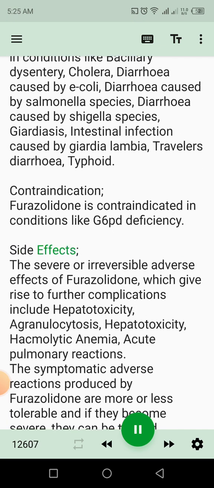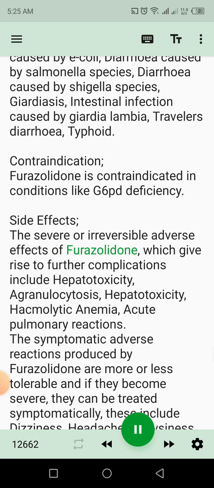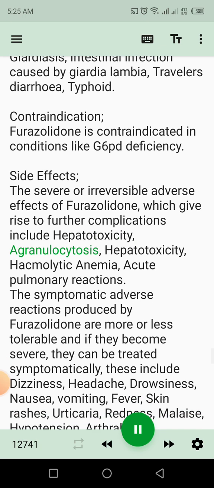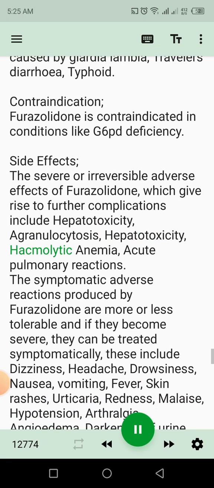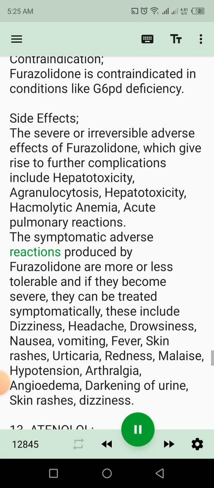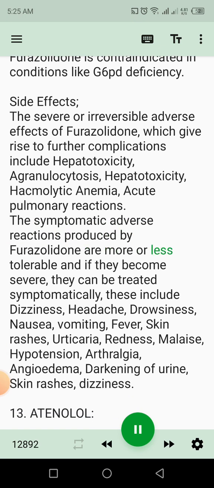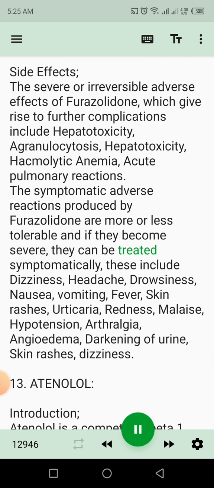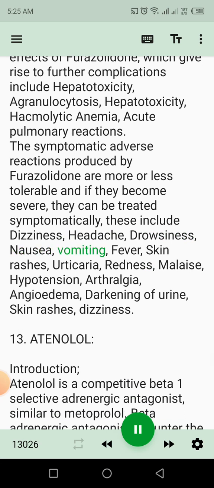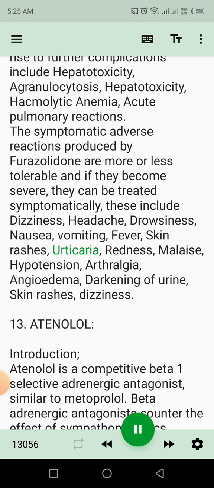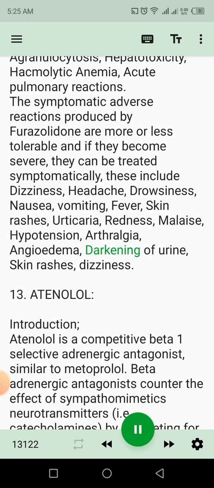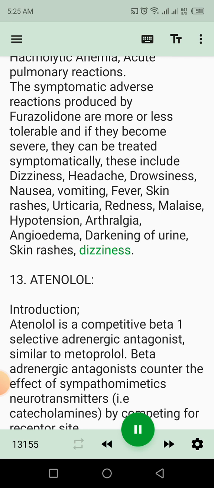Side effects. The severe or irreversible adverse effects of furazolidone, which give rise to further complications, include hepatotoxicity, agranulocytosis, hemolytic anemia, acute pulmonary reactions. The symptomatic adverse reactions produced by furazolidone are more or less tolerable, and if they become severe, they can be treated symptomatically. These include dizziness, headache, drowsiness, nausea, vomiting, fever, skin rashes, urticaria, redness, malaise, hypotension, arthralgia, angioedema, darkening of urine.